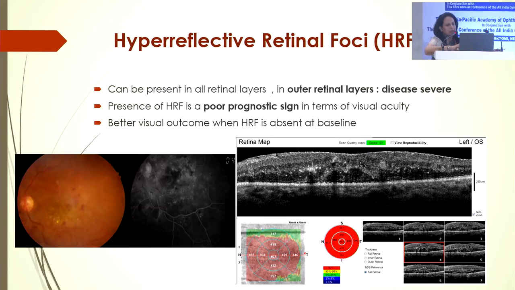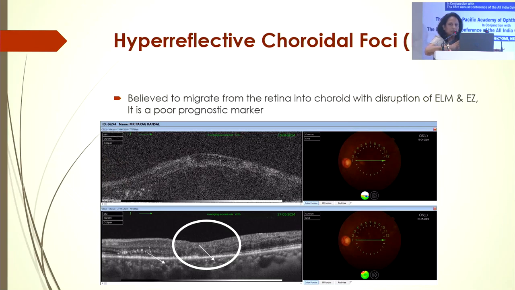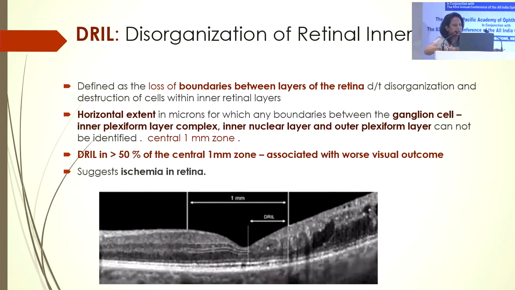More so, they can be present in all the retinal layers, but whenever they are present in the outer retinal layers, the prognosis is further worse. Going ahead, when these hyperreflective foci are present in the choroidal layers, known as hyperreflective choroidal foci, they are believed to have migrated from the retina to the choroid due to the disruption of the outer retinal layers, again suggesting a poor prognosis in these cases.